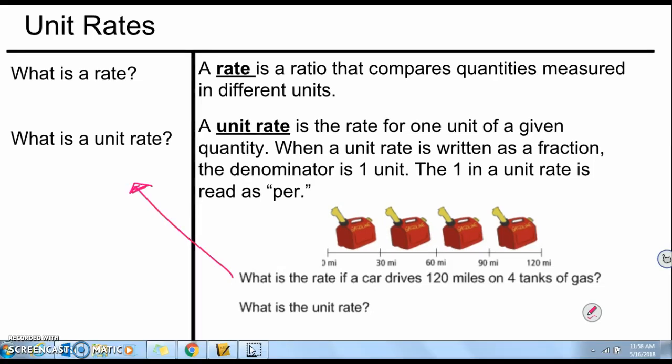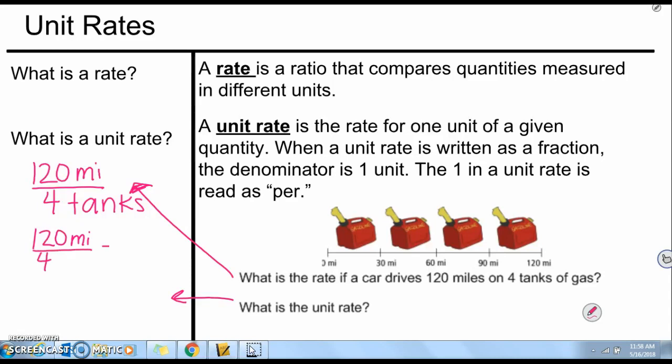We're going to start by writing our rate. Our rate would be 120 miles and 4 tanks of gas. The unit rate means that we have to have a denominator of 1. So if we have 120 miles over 4 tanks of gas, and we want to see how many miles we can drive on 1 tank of gas, we're going to divide by 4. 120 divided by 4 would leave us with 30 miles on 1 tank of gas.